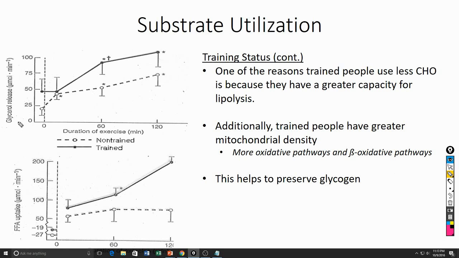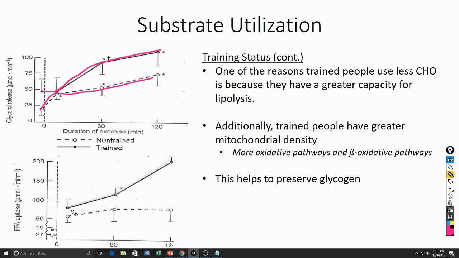So if we look at this top graph, we have glycerol level, exercise duration, so 2 hours, same deal, trained versus non-trained, and we see that trained people have higher glycerol levels because they're better able to break down fat stores. Okay, untrained people, less glycerol, so they're burning almost all carbohydrate, and that's indicated by the last slides. We're looking at lactic acid release, glucose uptake, and then in this case glycerol levels are lower as well.